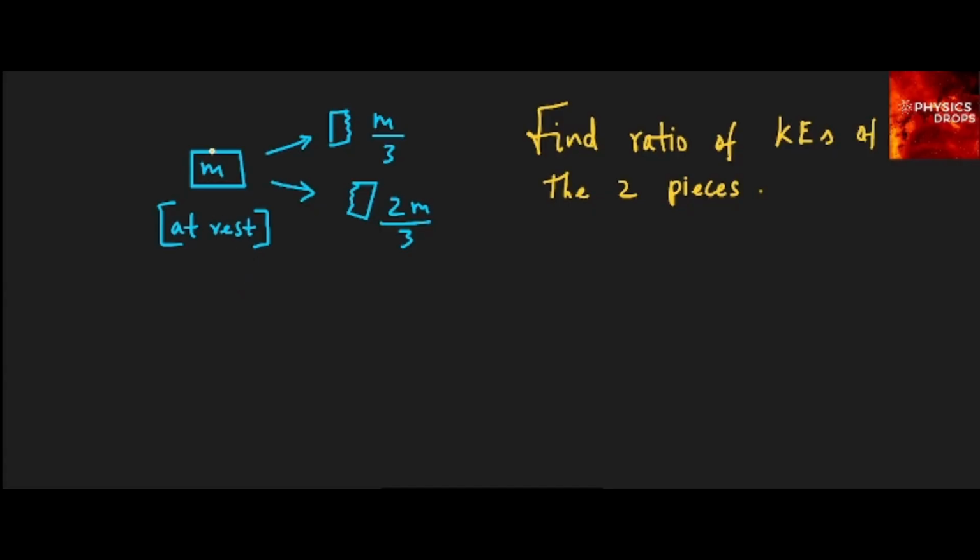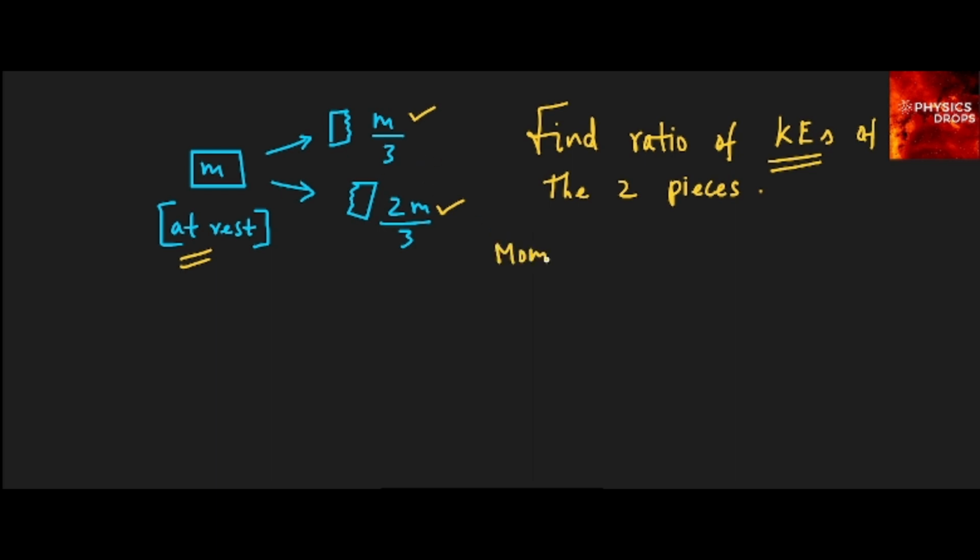We have a block M which is at rest initially, and then it explodes into two pieces. One of mass one third of the original block, and the other one takes two-thirds of the original block. The question is to find the ratio of the kinetic energy, the KE, of these two pieces, piece 1 to piece 2 after explosion.